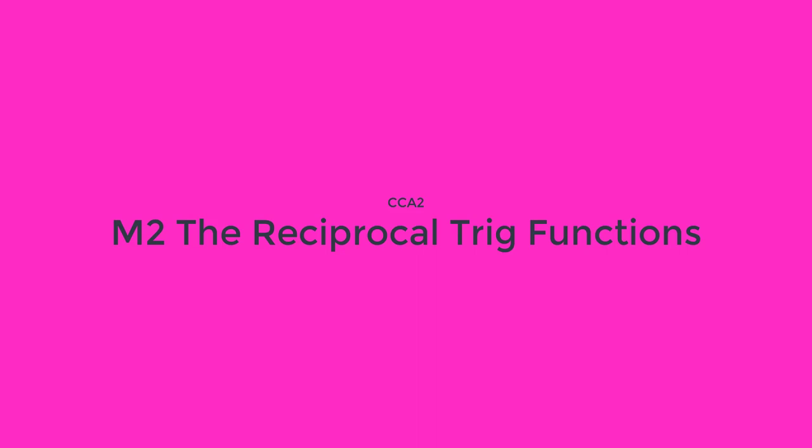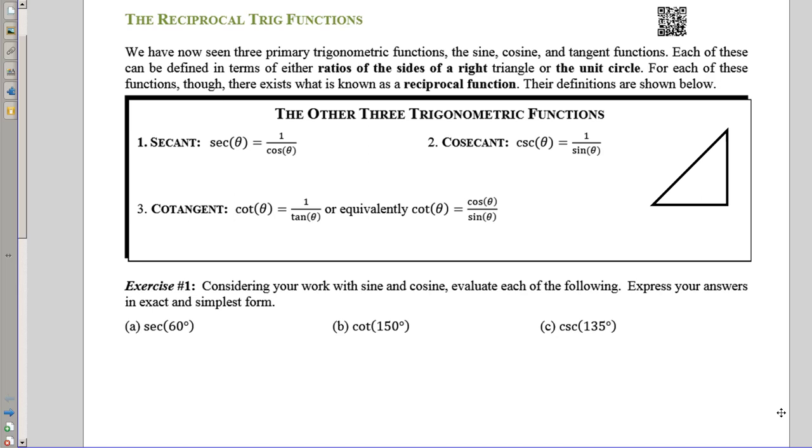Tonight we're going to talk about the reciprocal trig functions. So far in class we've looked at sine, cosine, and tangent, and we've talked about how they can be defined as the ratios of the sides of a right triangle, or we can define them in terms of the unit circle. Now for each of these, sine, cosine, and tangent, there exists what we would call a reciprocal function, also defined in terms of the ratios of the sides of the right triangle. So let's look at the first one.